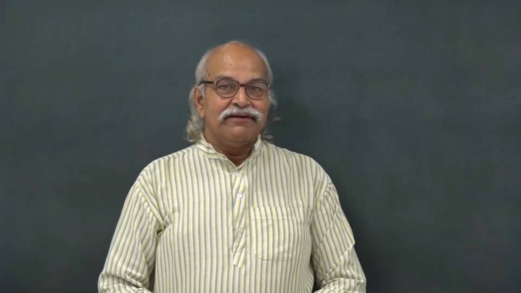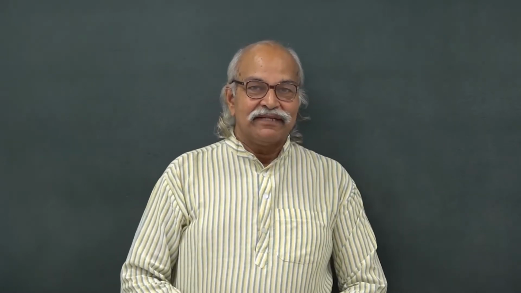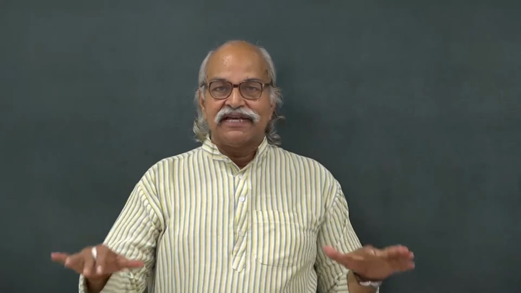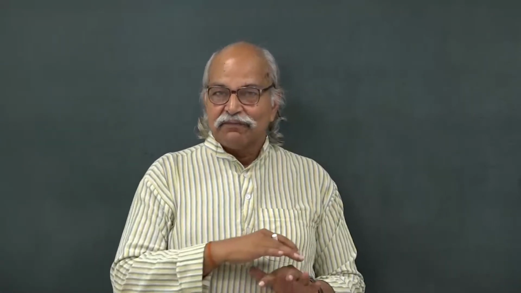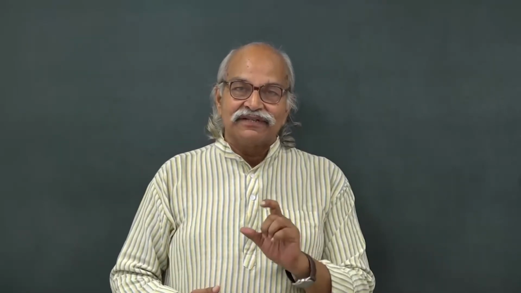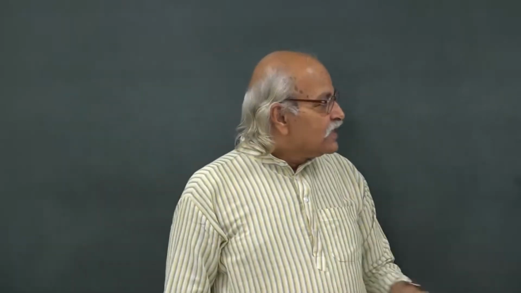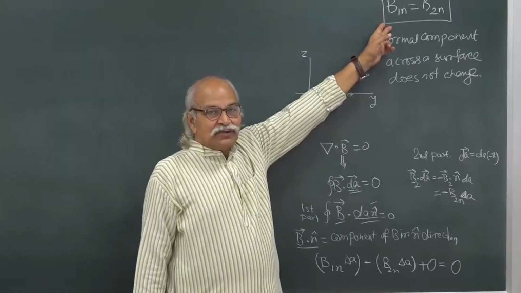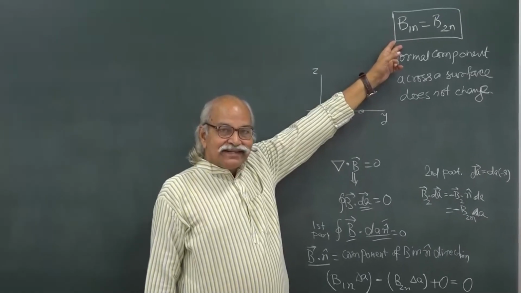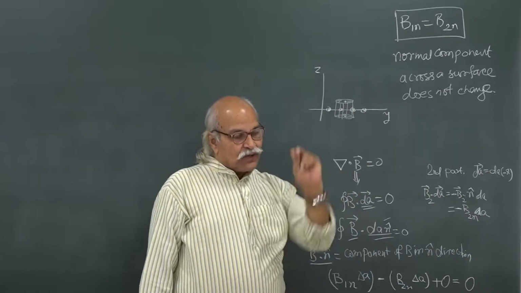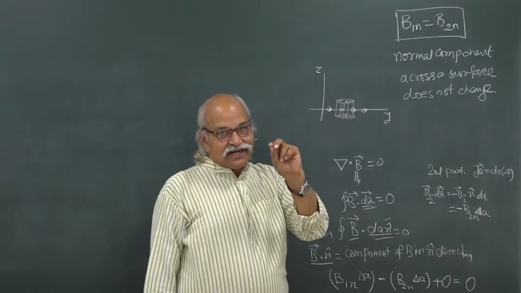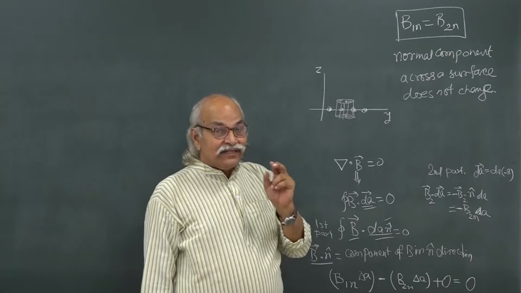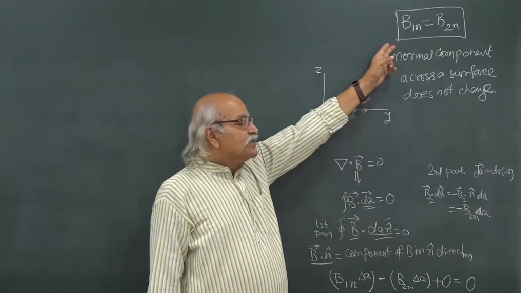So, we had derived boundary conditions on the magnetic field. If you have a surface with some surface current on it, then how are the magnetic fields on the two sides of the surface, just above and just below, related? That is what we were discussing. We did it for the normal component and found that the normal component is continuous. As you cross the surface from one side to the other, the normal component does not change. B1n is the same as B2n.